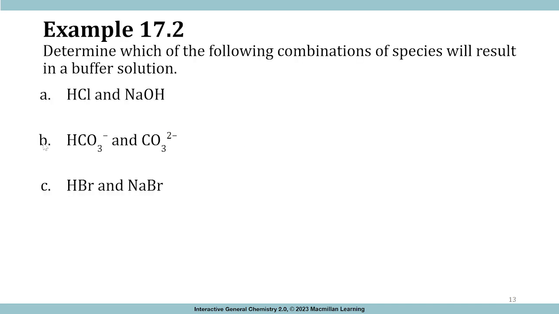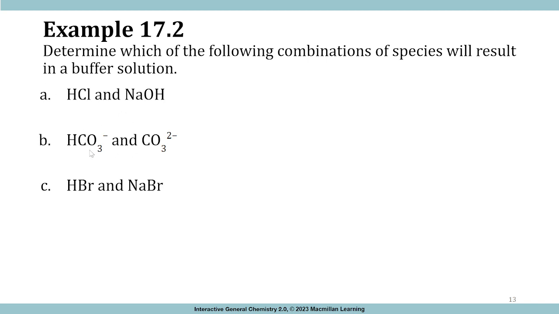So let's determine which of the following combinations of species will result in a buffer solution. Here we have HCl and NaOH. What you want to look for is weak acids and weak bases that have a common ion effect. Are these weak acids or bases here? No, that's a strong acid, one of the 7 strong acids. In fact, it's the stereotypical one. And then this is the stereotypical strong base. Again, the strong bases are group 1 and lower group 2 with an OH.